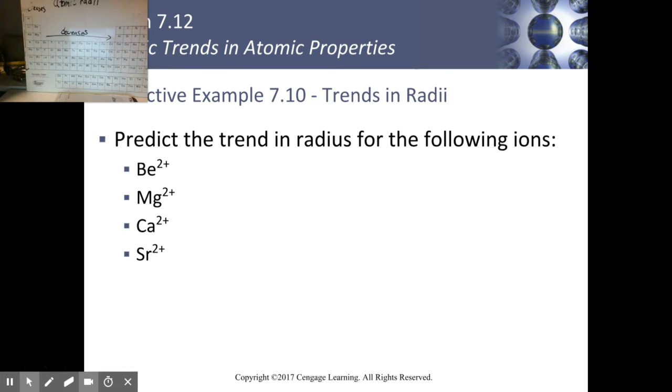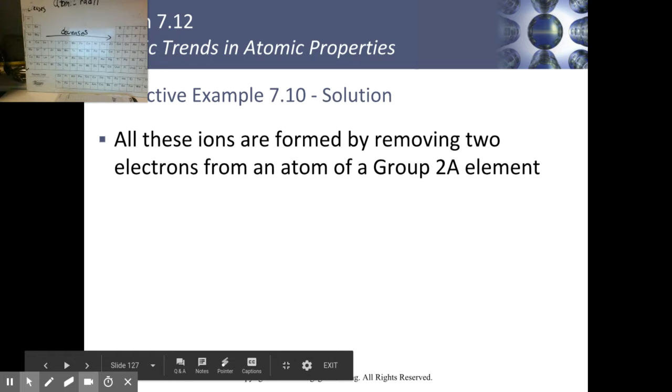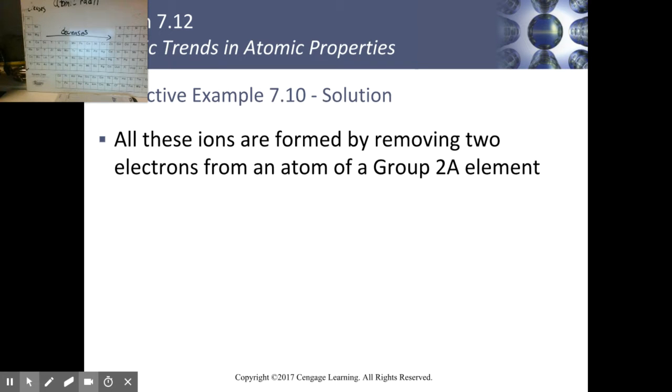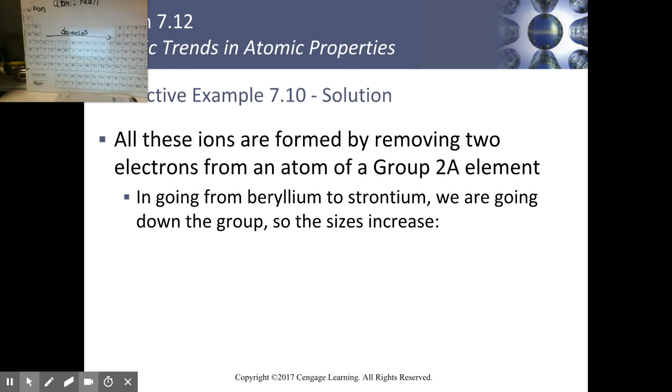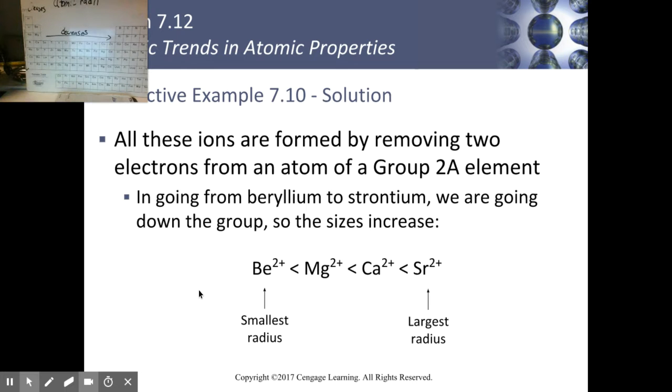Okay. So let's predict the trend in radius for the following ions: the beryllium ion, the magnesium ion, the calcium ion, and the strontium ion. So all of these ions are formed by removing 2 electrons from an atom of group 2A element. In going from beryllium to strontium, we are going down the group so the sizes increase. Beryllium, magnesium, calcium, strontium. Therefore, beryllium has the smallest radius and strontium has the largest.